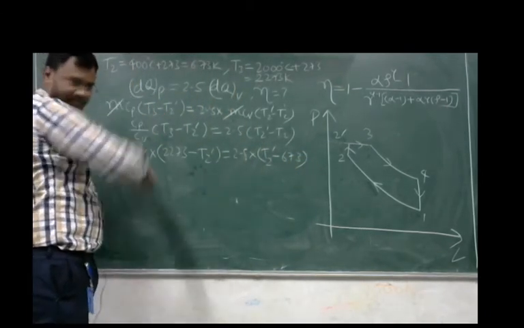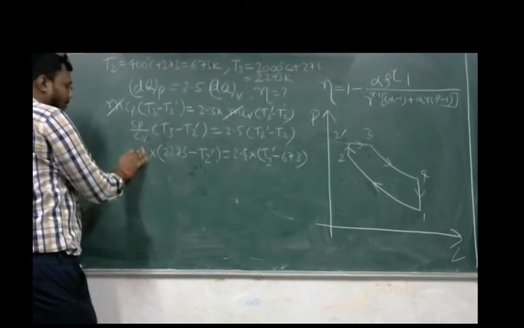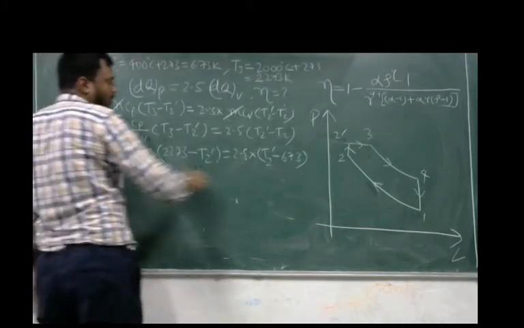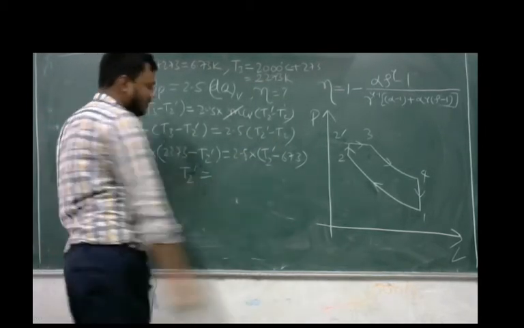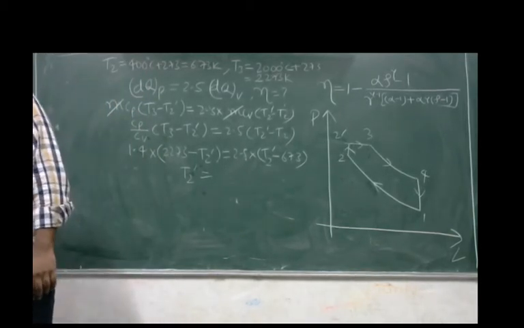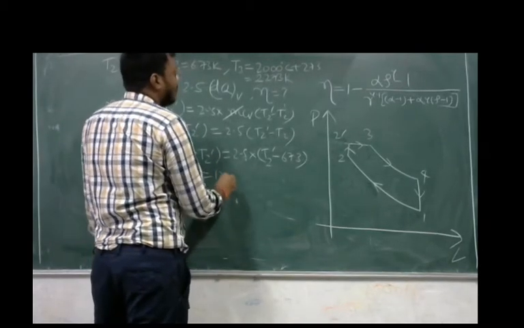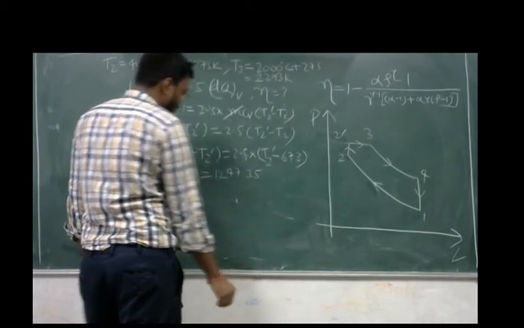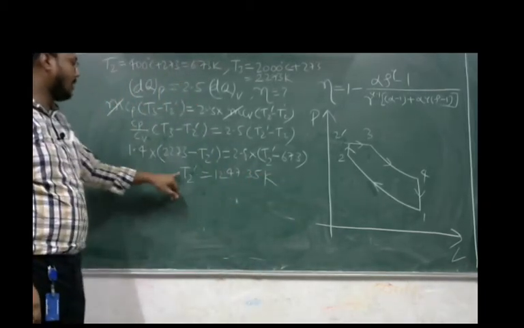Now in this equation also put the value of gamma for air, which is 1.4. If you solve this whole equation, you will get the value of T2 dash equal to 1247.35 Kelvin. So this will be the value of T2 dash.